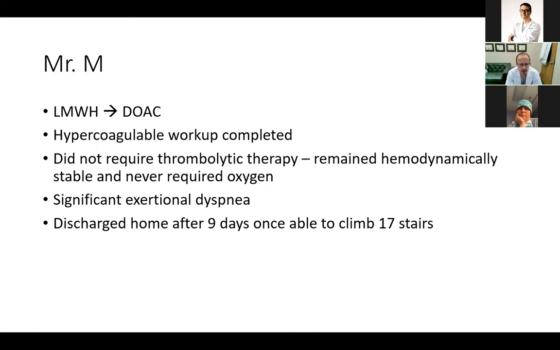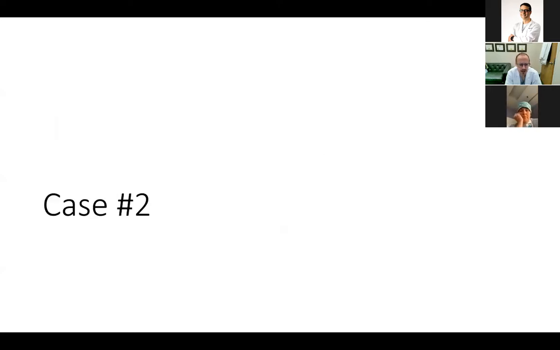He remained hemodynamically stable. He was admitted for 9 days, and that really was because of significant exertional dyspnea. It took him 9 days to get to the point where he could climb the 17 stairs he needed to get into his apartment. So clearly still functionally limited, though not oxygen dependent. And the natural history of this is what is in question: what will this gentleman look like 6 months from now or a year from now? Will he still be functionally limited? What is the residual clot burden that he is left with? That answer is very hard to come by. So this is the conclusion of the first case, and JF will take it from here.